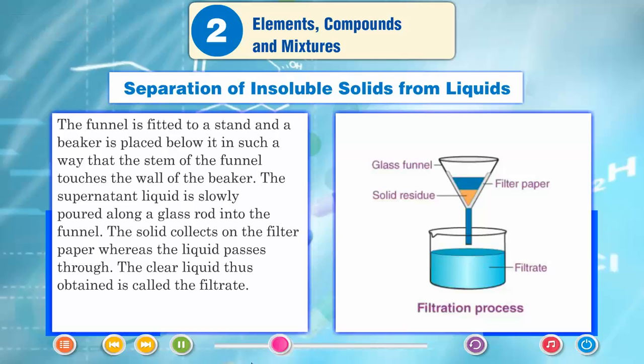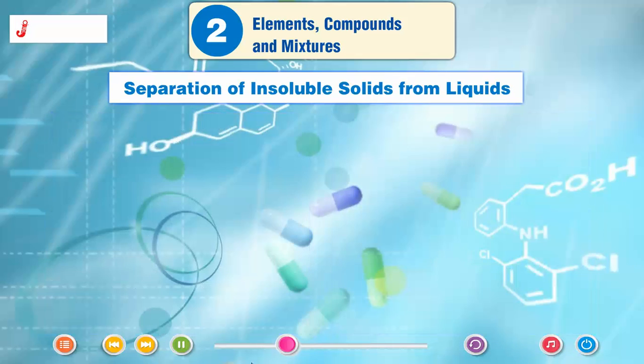The supernatant liquid is slowly poured along a glass rod into the funnel. The solid collects on the filter paper whereas the liquid passes through it. The clear liquid thus obtained is called the filtrate.